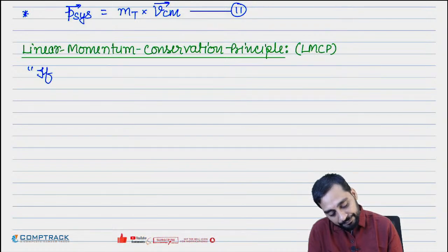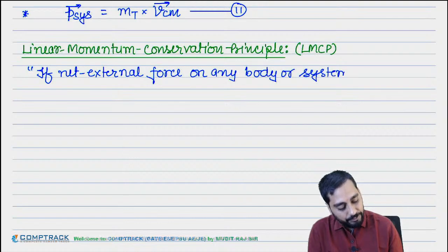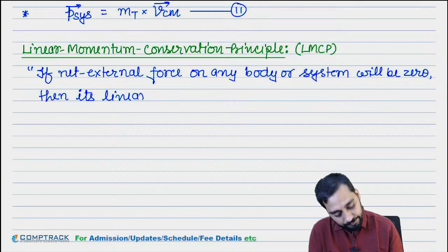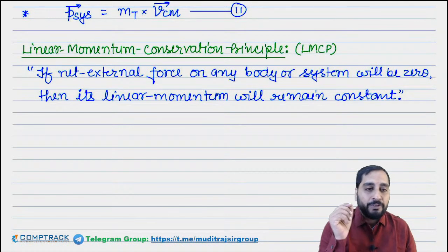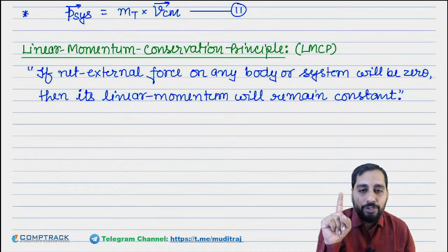Write down here: if the net external force on any body or system is equal to 0, then its linear momentum will remain constant or conserved. Okay, clear? So when any body or system has net external force 0, then its linear momentum will remain conserved.